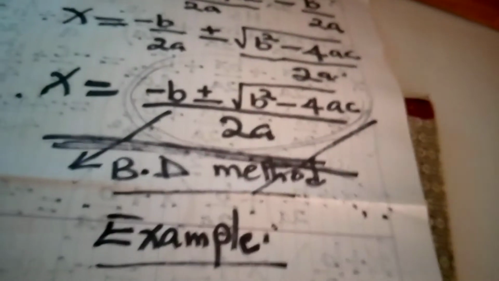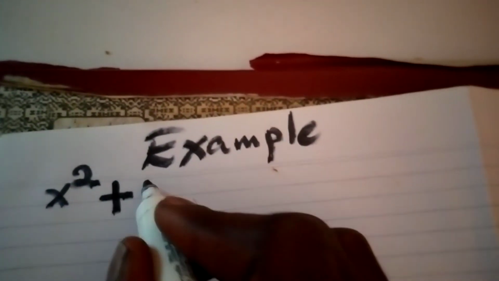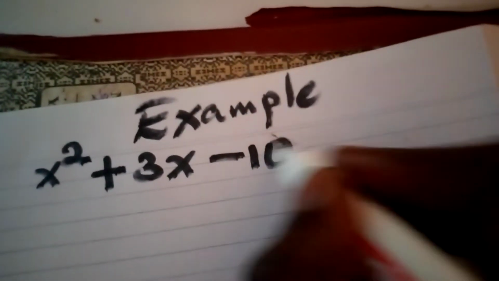So we have our equation. Our example is x squared plus 3x minus 10 is equal to 0.